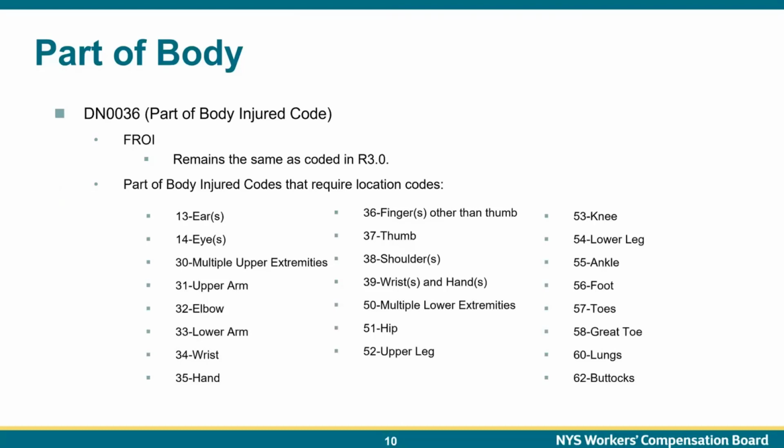Part of body injured code DN36, that is the same data element number as 3.0 on the FROI. You'll see on the screen the part of body injured codes that require location codes. And what that means is these are the codes that are going to require that you report left, right, or bilateral to the board. So for example, you don't see skull on this list. So if the claimant had injured their skull, we wouldn't require left, right, or bilateral to be reported.